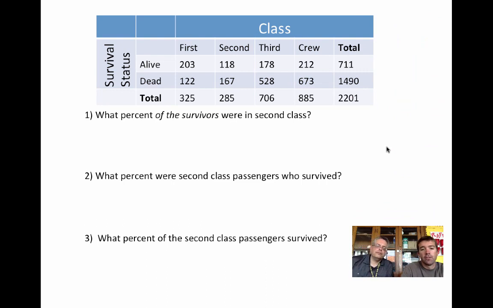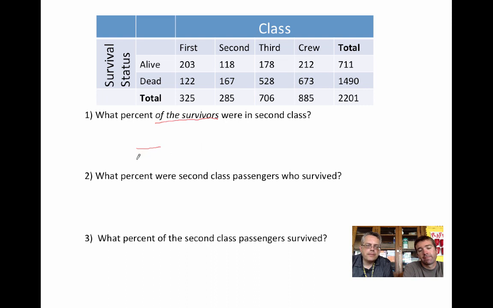All right, so here we have our table again. The first question asks, what percent of the survivors were in the second class? Notice we italicize of the survivors because you really have to pay attention to what the question is asking you. A lot of these will be tricky, as you'll see as we go through. First off, of the survivors, we want to know what that total is. It's right here. It's not 2,201. That's all the passengers. It's 711.